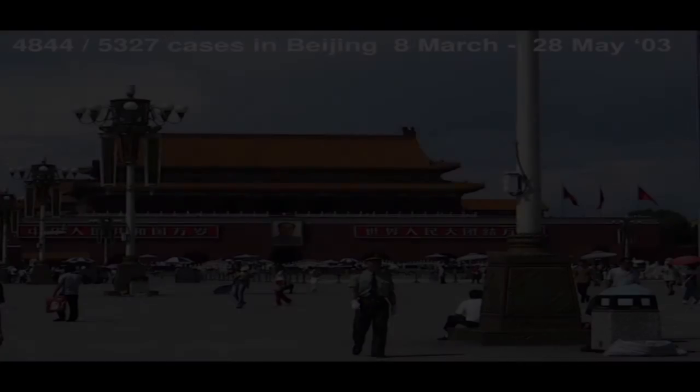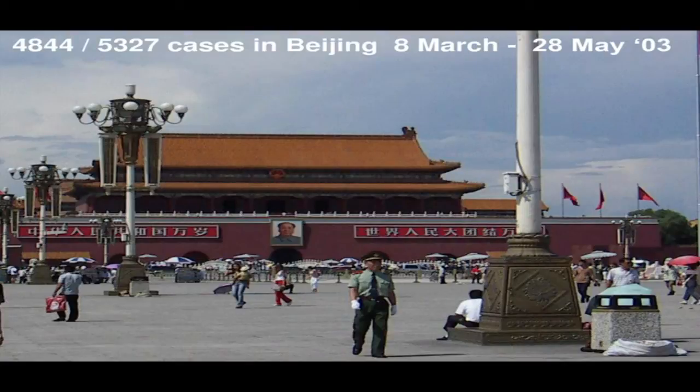Now, we use the same thing in the SARS outbreak in Beijing. Between the 8th of March and the 28th of March, poor old Beijing suffered the majority of the 5,327 cases of SARS. They had nearly 5,000 cases of SARS, and that's the beautiful square in Beijing. Epidemiologists always plot and always describe an outbreak by time, that's date and time, of everyone as they develop their signs and symptoms.